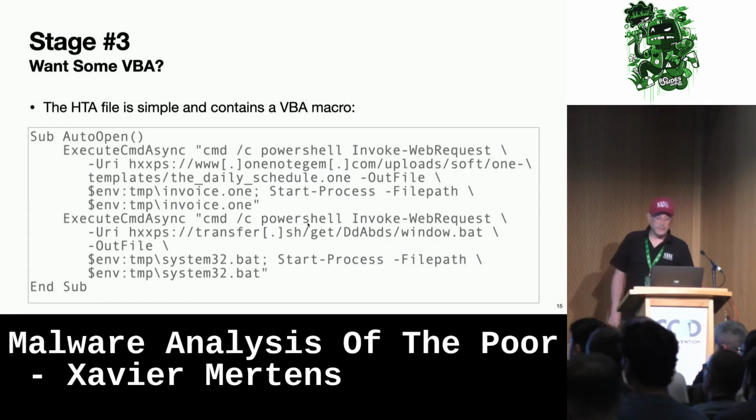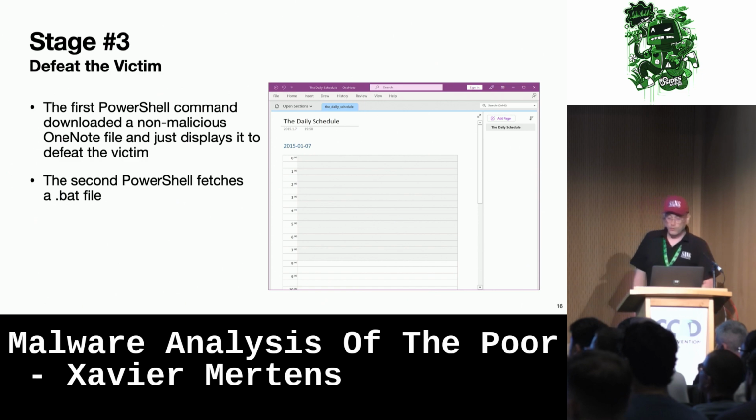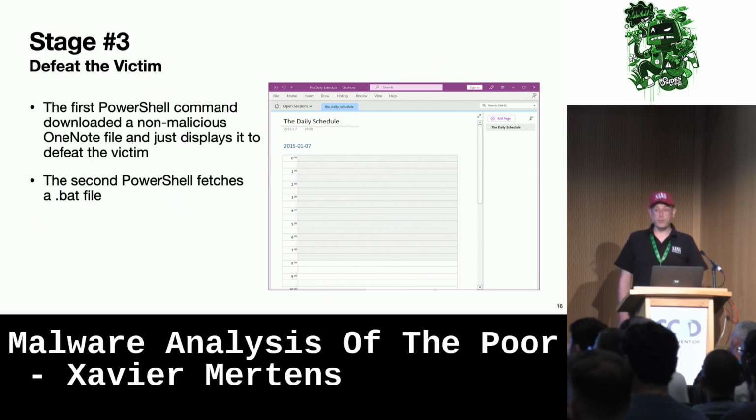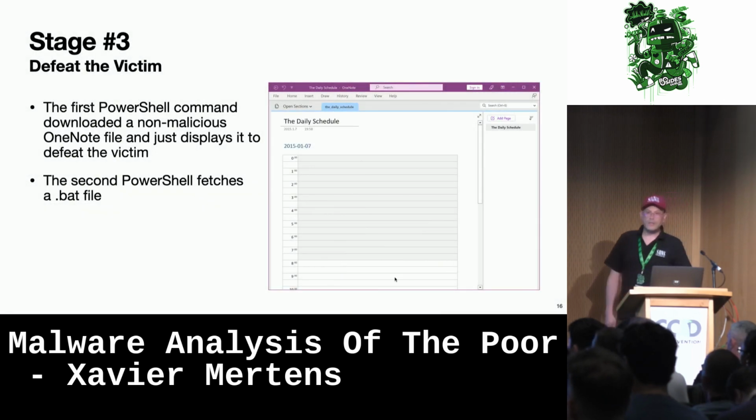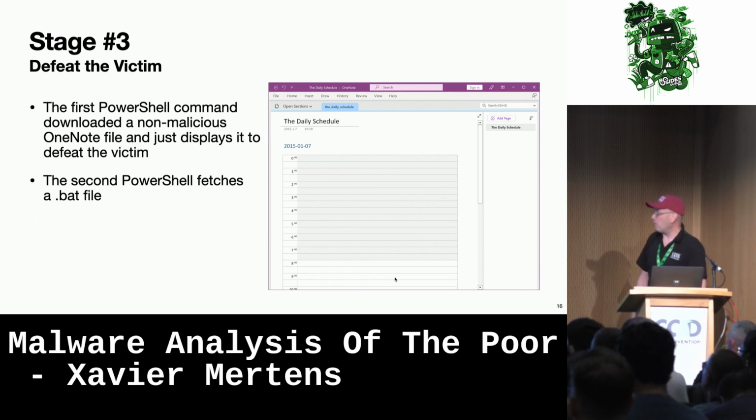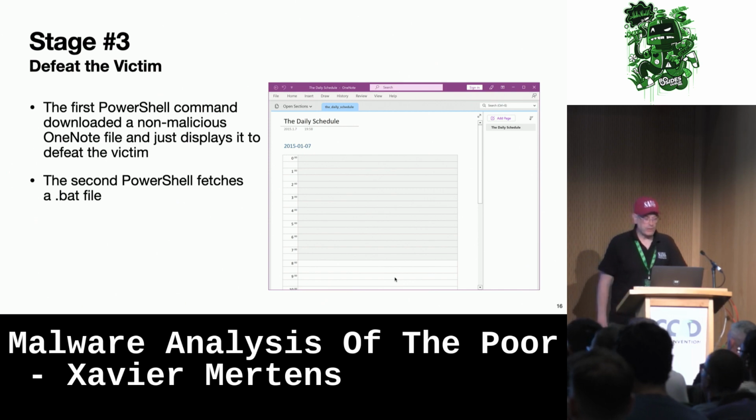What's the magic behind this? The first PowerShell, which is just a decoy, will download a new OneNote file and open it. And this one is absolutely not malicious. It's a simple agenda like this. But the idea is to make the user confident that, okay, I click on the blue button and I know I got a new note, which is my daily schedule, empty. So what? Yeah. But the second PowerShell downloaded a bat file.